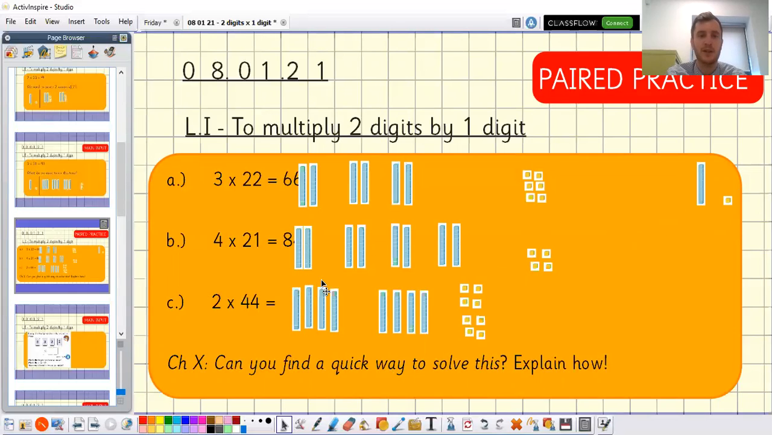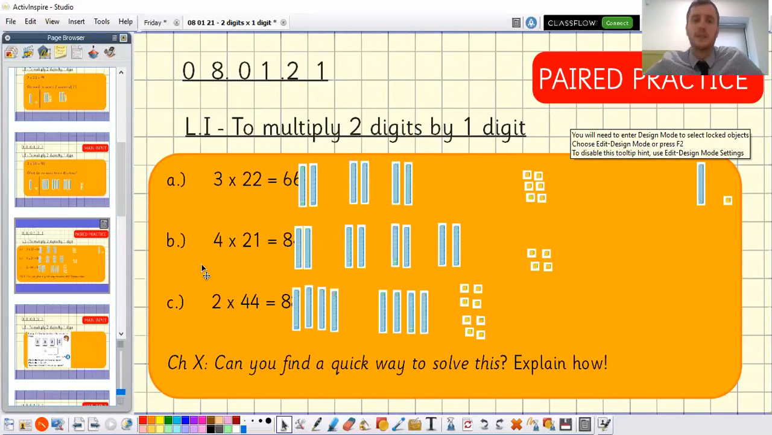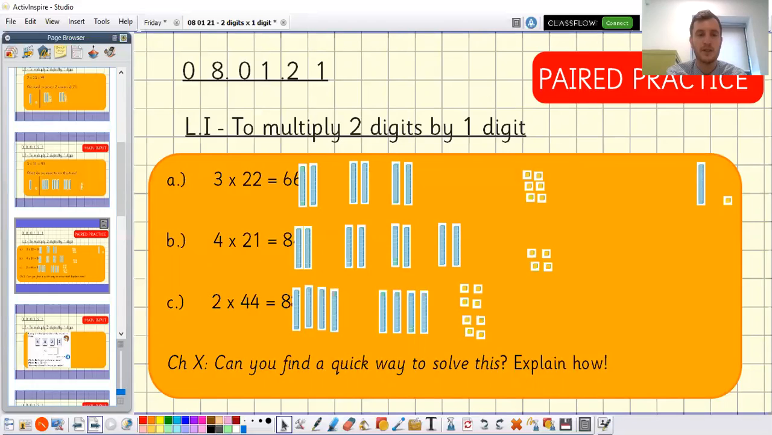So 10, 20, 30, 40, 50, 60, 70, 80, 81, 82, 83, 84, 85, 86, 87, 88. And well done if you had that final answer of 88. If you had a go at the Challenge X, feel free to send that in to me, and I'd love to see your efficient, quick methods to solve those calculations.